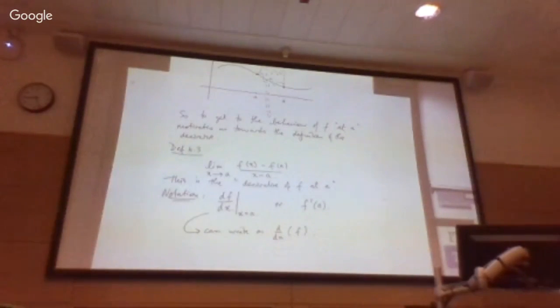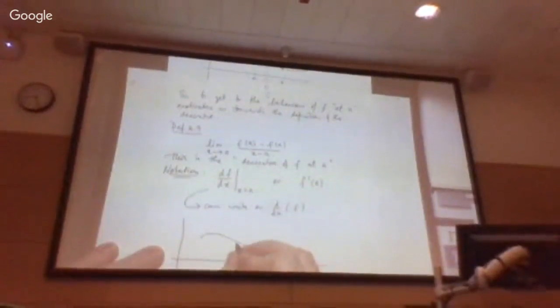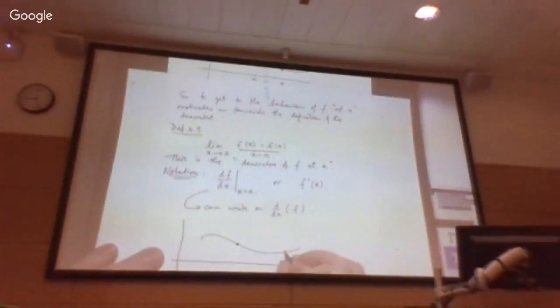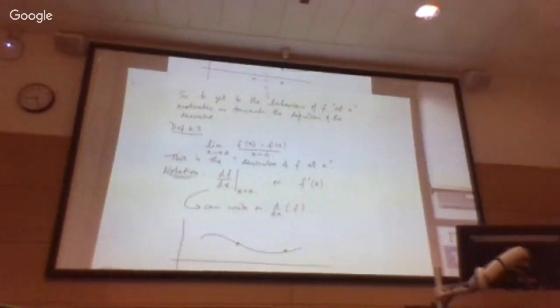Okay, and we should go back to our geometrical picture. So we had these chord lines, which were in green.